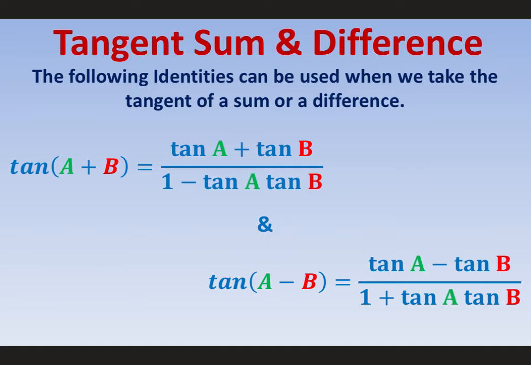So a couple things to notice. The top sign matches, so plus, minus, right? It matches. The bottom sign is opposite, plus to minus, minus to plus. Otherwise, they kind of have the same pattern. It's the first thing, the second thing over 1, and then the first thing and the second thing being multiplied. Otherwise, you can kind of figure out the signs based on what the original sign is here.